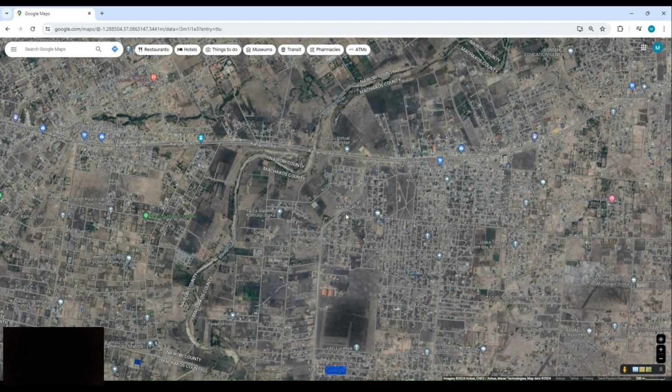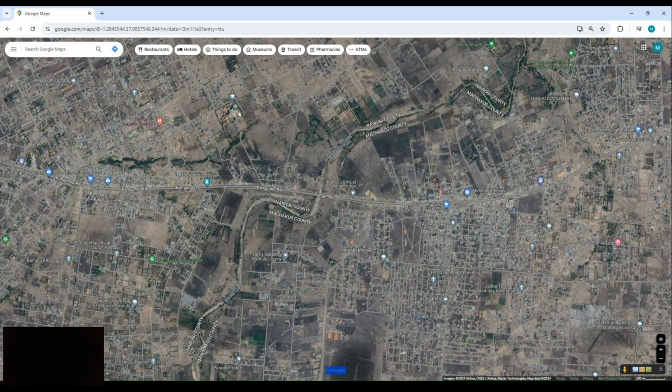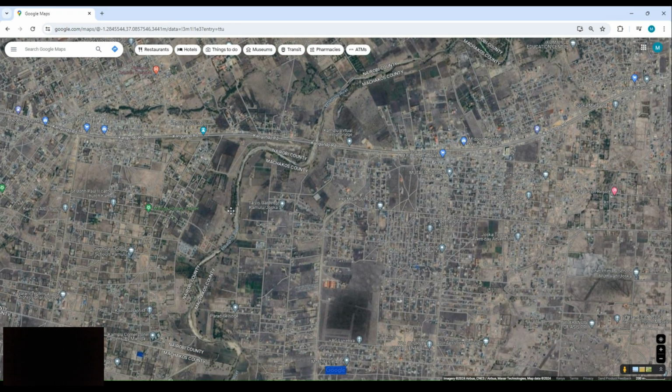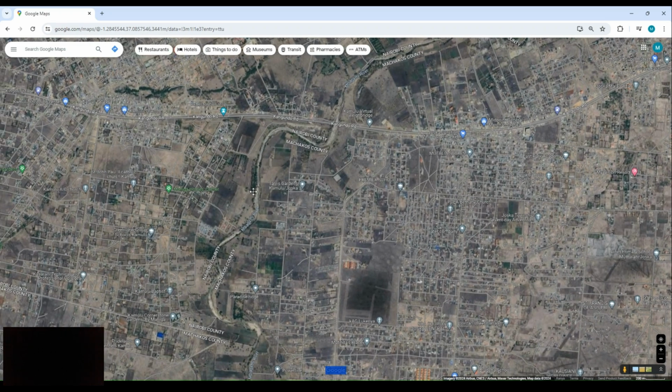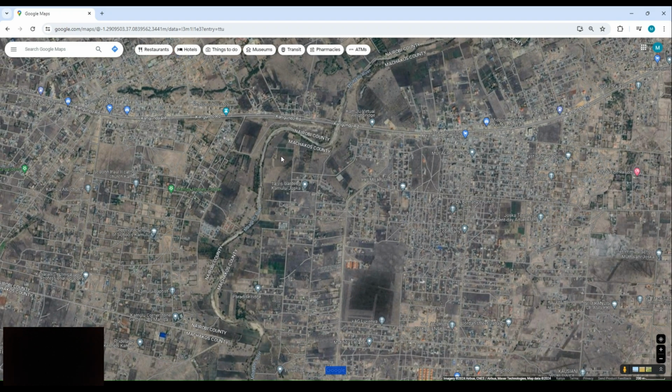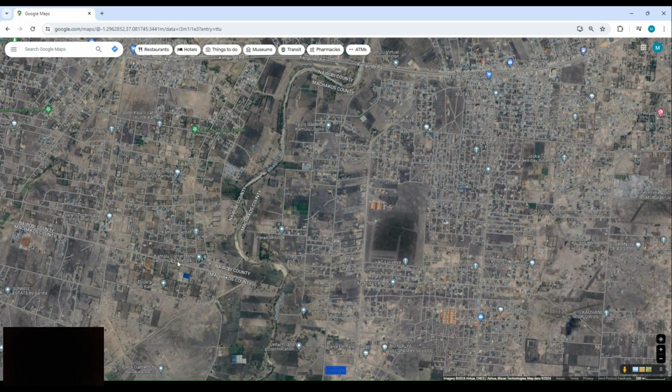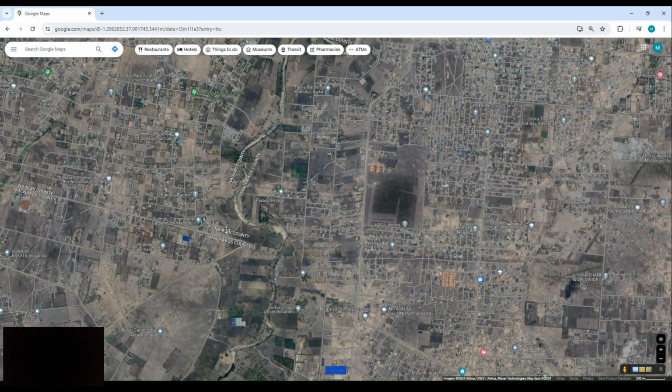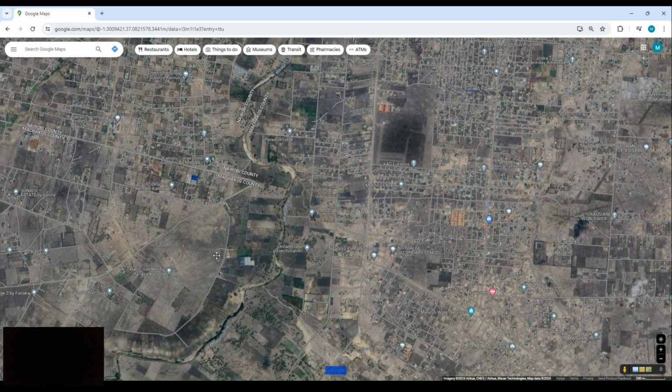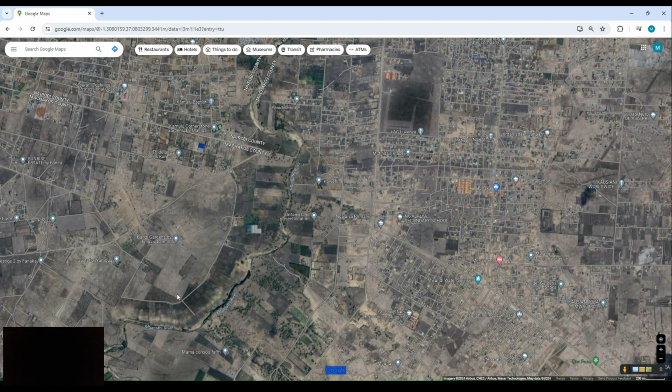So maybe the question becomes which areas around Kamulu have been flooding? Are they surrounding these water bodies, right? It would be good to know, right? And if they are, what are we doing to make sure that we are not buying land that is very, very close to these water bodies?